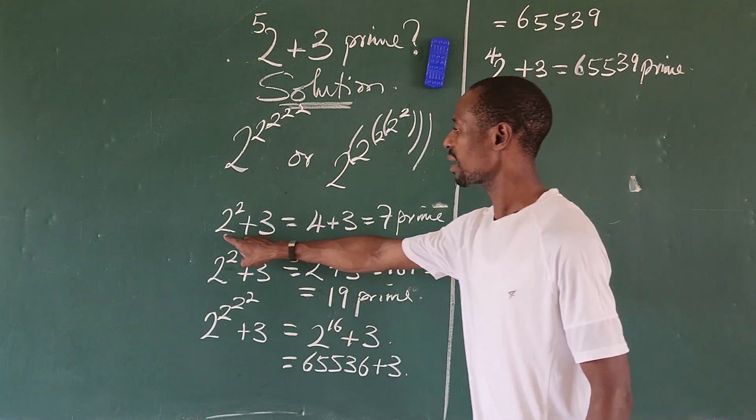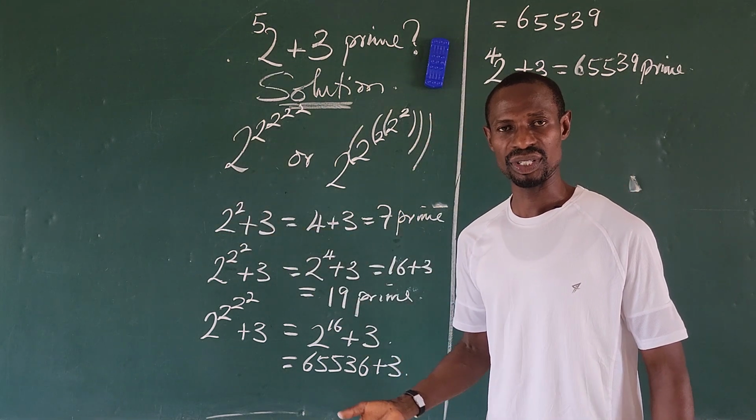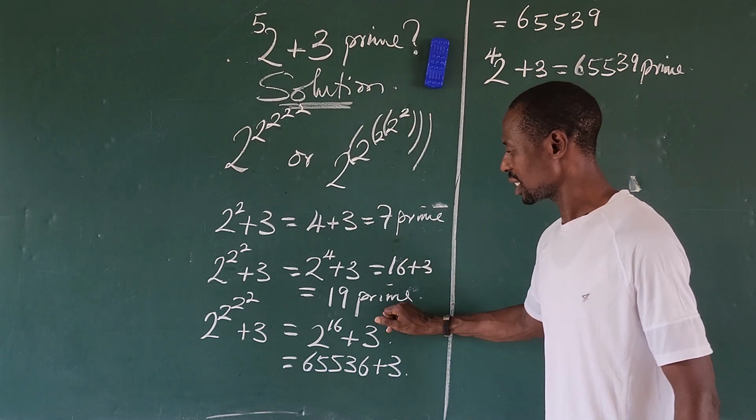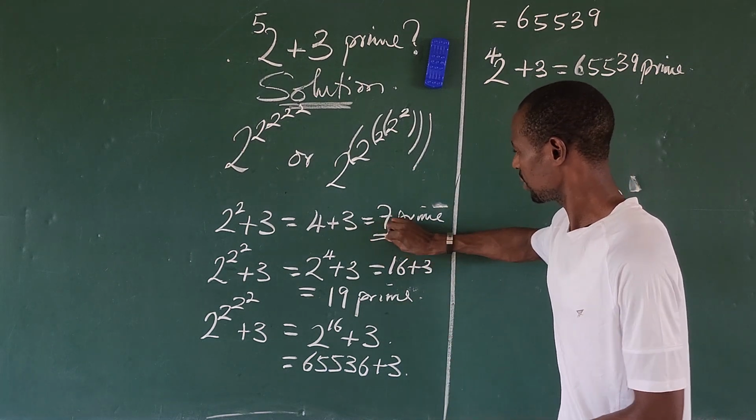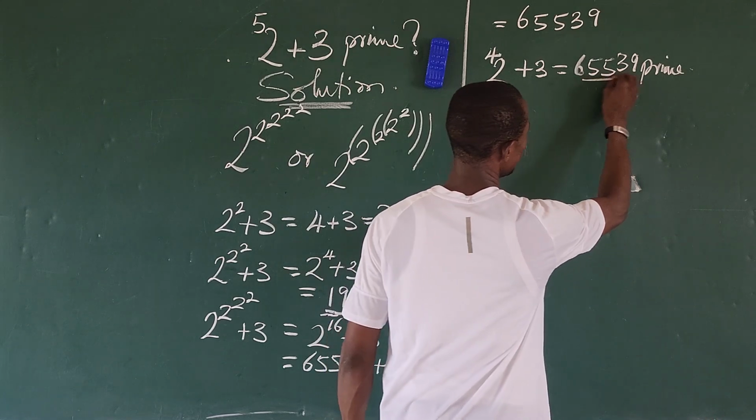Again, if we go ahead to check for 2 to the power of 1, that will give us 2 plus 3, that will give us 5. So that will also give us a prime number. So this is a prime number. This is a prime number. Okay, let's figure this out here. This is a prime number. This also is a prime number. And again, this is a prime number.